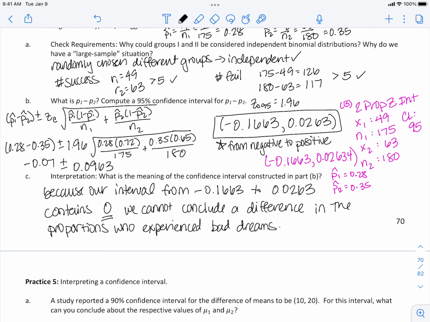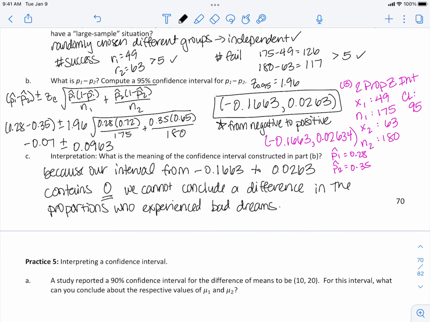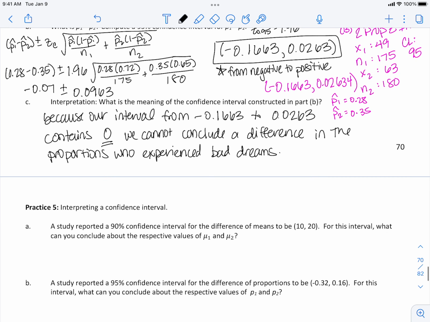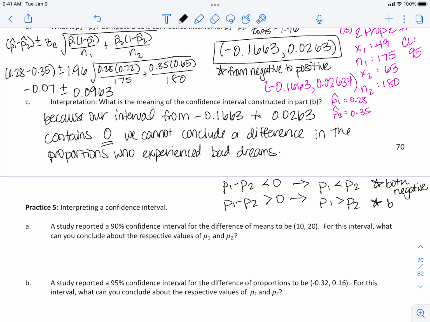Okay, so in general, when we are looking at these and comparing them, this applies for the P's and for our mu's. If our P1 minus P2 is less than 0 or negative, that means P1 is less than P2. Okay, so again, that's when both are negative. If your P1 minus P2 is greater than 0, that means P1 is greater than P2. And again, this is when both are positive. And I'm talking about the endpoints of the interval here.